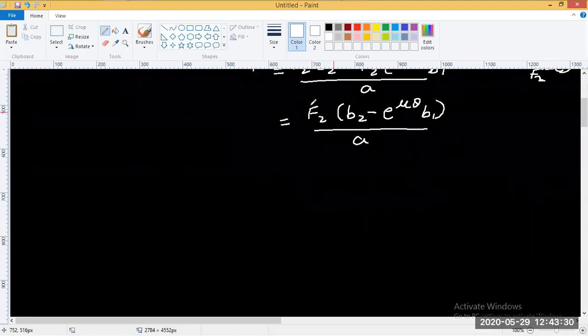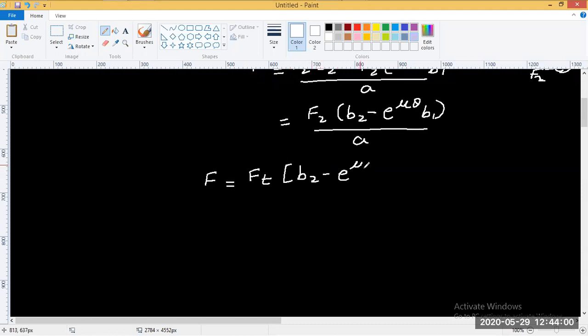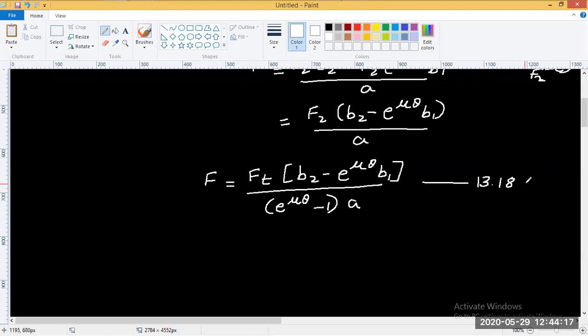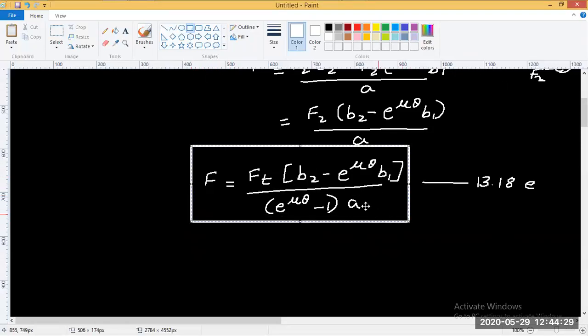So now we can replace F2 by Ft, in terms of tangential force. Okay, so there again there might be a distinction. So this is the actual equation which you have in the data handbook. Ft, from the previous derivation, if you just note, you combine that, will be b2 minus e power mu theta b1 over e power mu theta minus 1 into a. This is taking into account the previous derivation. This is equation 13.18e. This equation is again useful while solving the numericals.